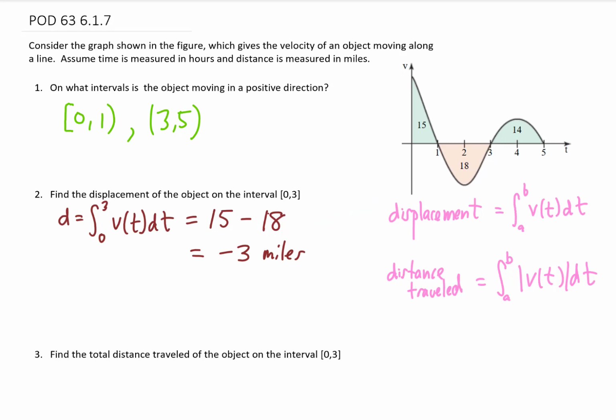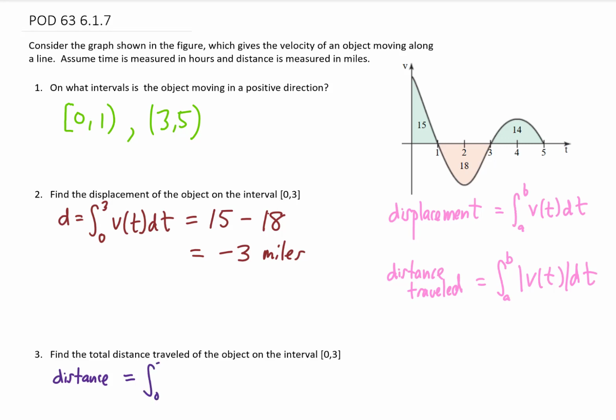Last, we're asked to find the total distance traveled on the interval from 0 to 3. Now, from the discussion of part 2 of this problem, maybe you understand that while when it comes to displacement, we do have positive and negative direction, distance traveled is always going to be positive no matter what direction you're traveling in. So between t equals 0 and 1, our object travels 15 miles, and between t equals 1 and 3, our object travels 18 miles. We can just add those together to get our total distance traveled.